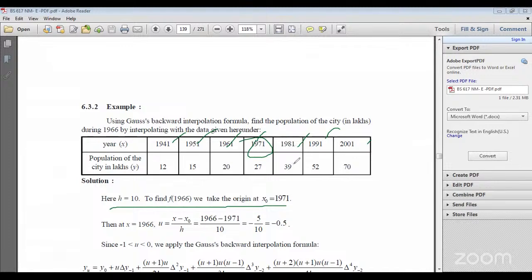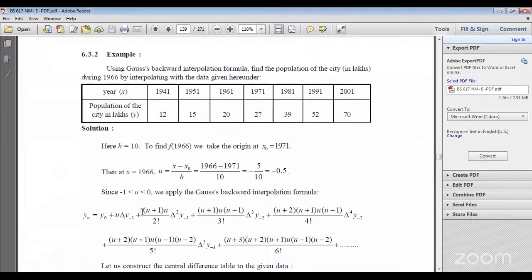1966 minus 1971. Why? Because we are asked for 1966. So 1966 minus 1971 by 10 is minus 5 by 10, which is equal to minus 0.5. Minus 1 is less than u, which is less than 0, so we apply the Gauss backward interpolation formula.